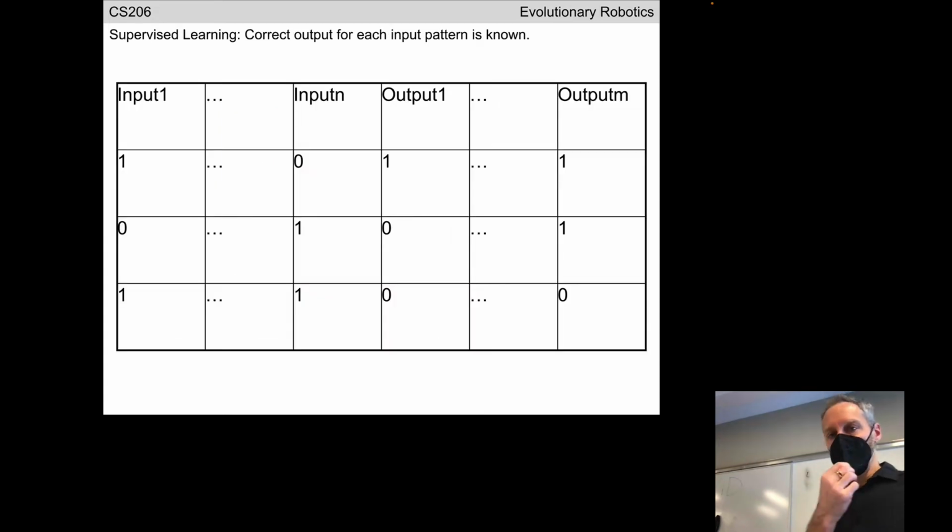Okay. So just to place evolutionary robotics in the larger landscape of AI and robotics, you may have heard about supervised, semi-supervised, and unsupervised learning.